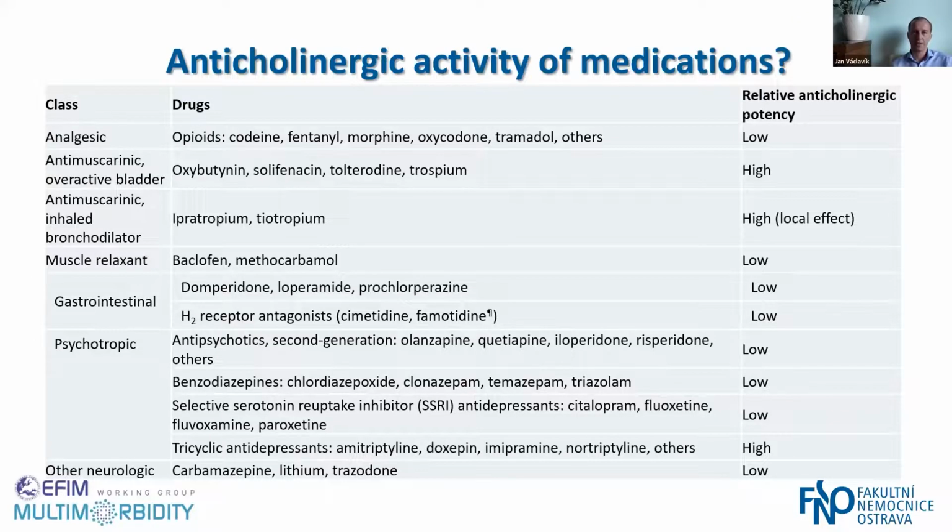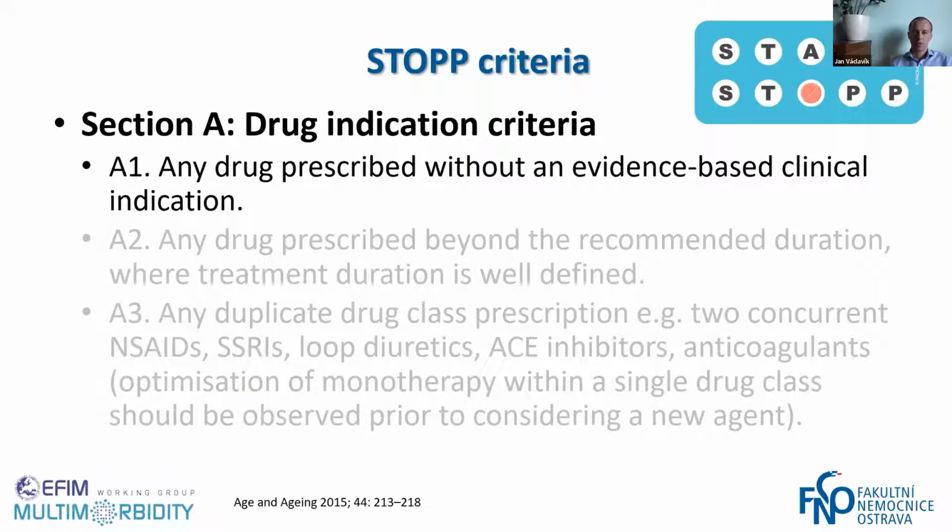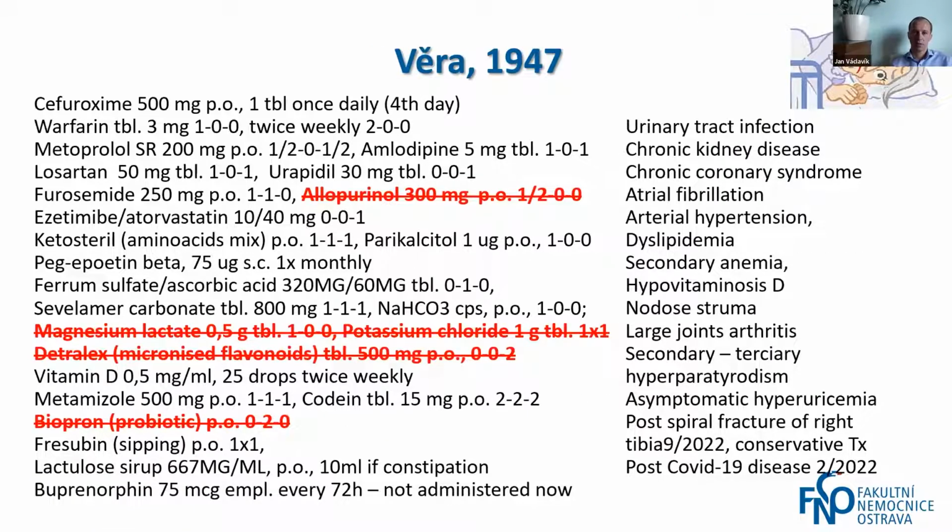Is the patient using any anticholinergic drugs? No, she's not. She's not having any strong opioids leading to these problems or any CNS active drugs. So there's not a problem in her. But in general, and this is maybe the most important clue, we should consider stopping any drug which doesn't have a clear clinical indication. So if we look at her, she has allopurinol, she has magnesium lactate, potassium chloride, she has flavonoids, and she has probiotics.